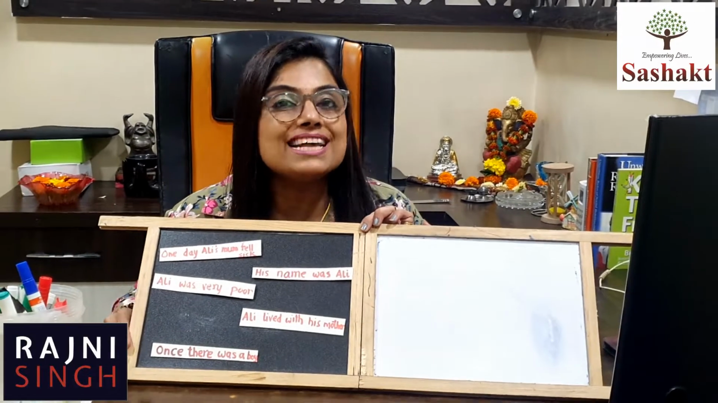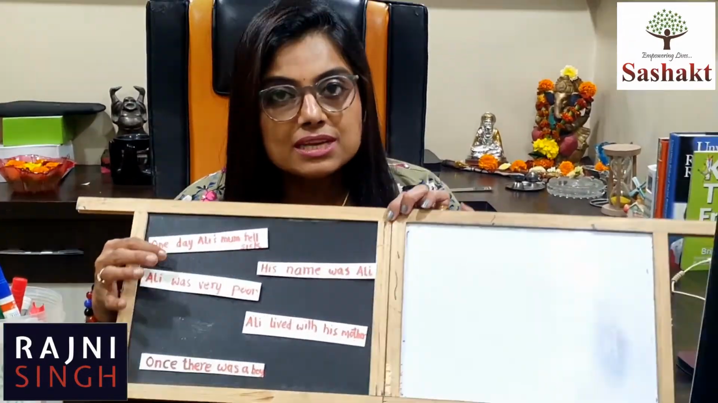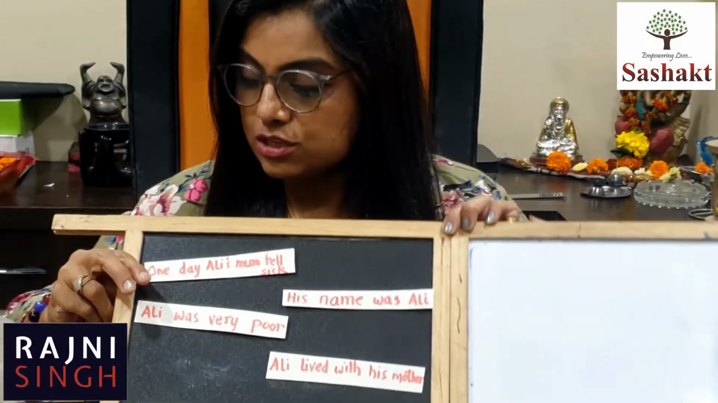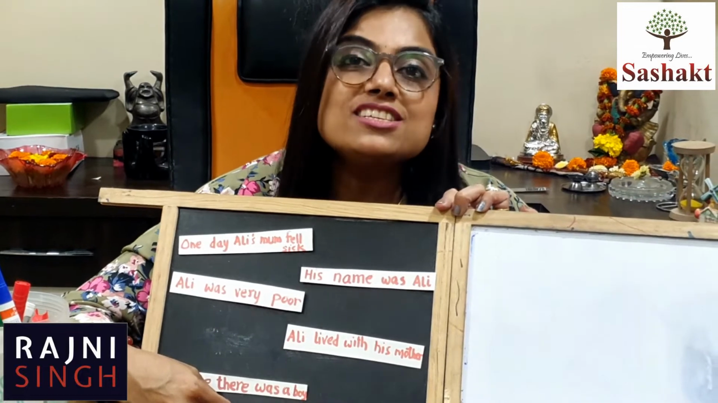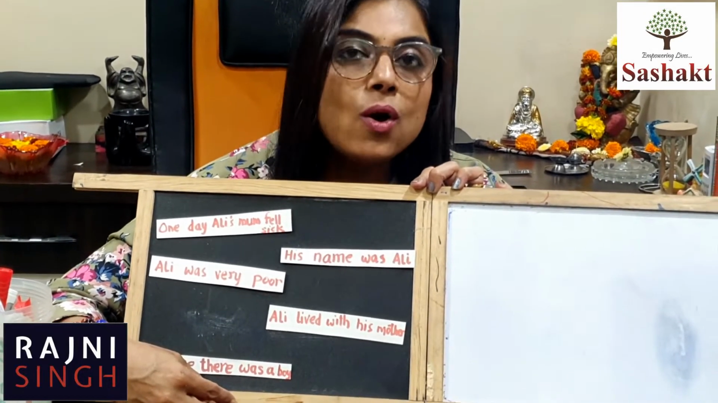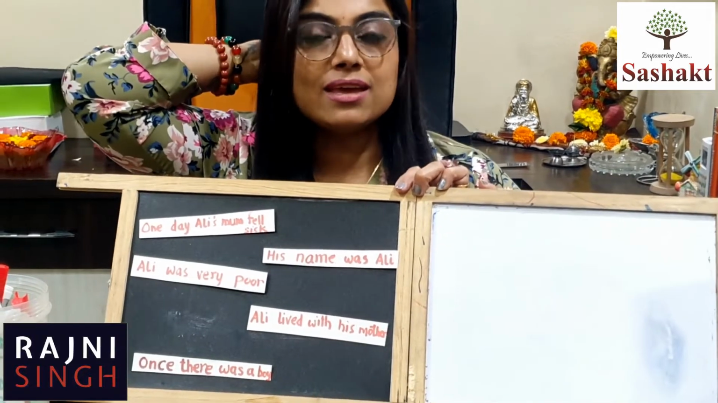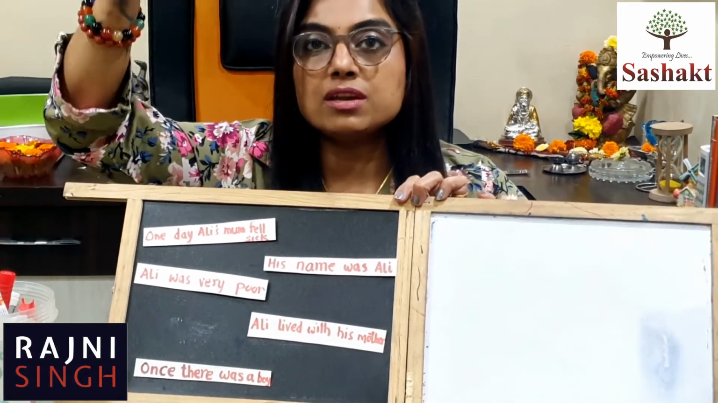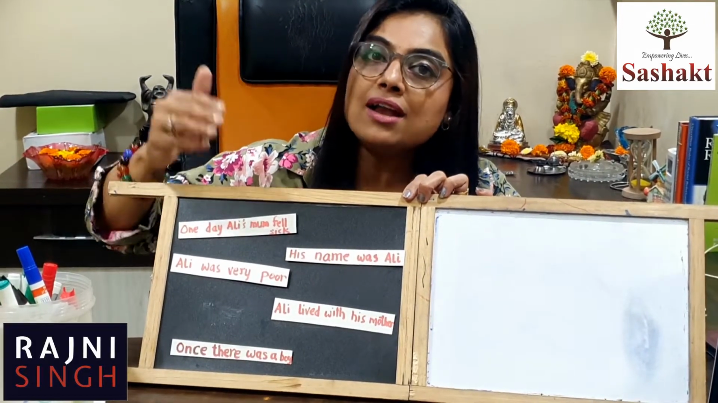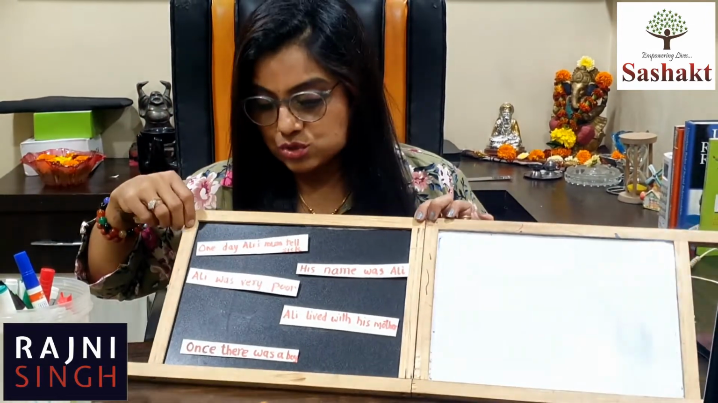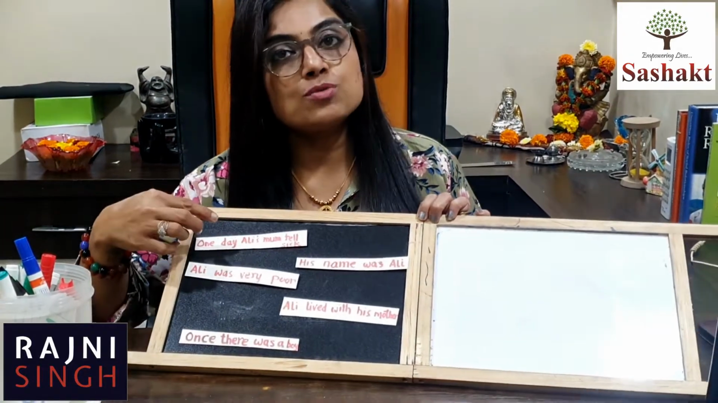So first we will explain the story. Say for example, is it zoomed enough? It is visible. So let's say this is Ali's story. We always start with once there was a boy, his name was Ali, or once there was a king, his name was Raja Vikramaditya, or once there was an old man. So we always start narrating a story like that. So what we have done is, we have made strips like this. So this is what you will do.